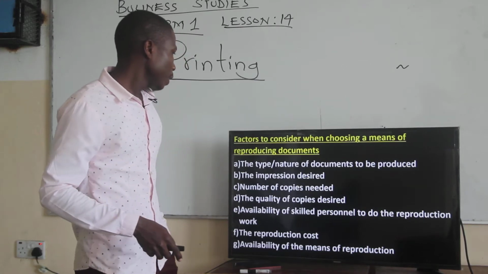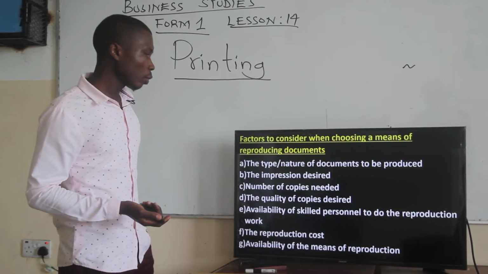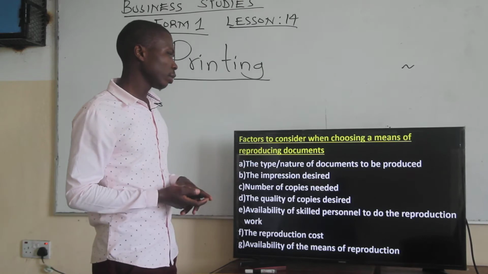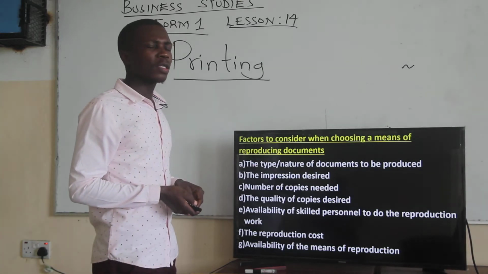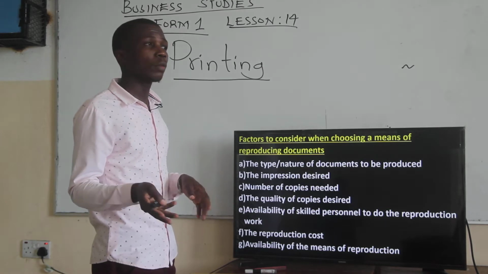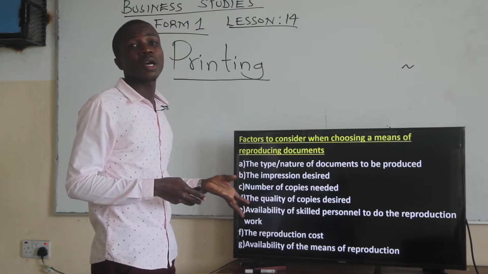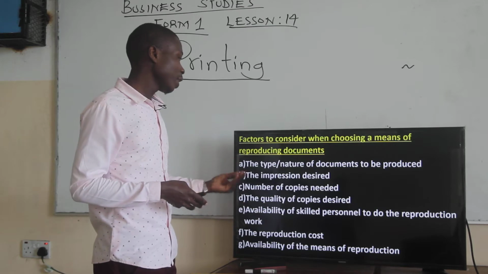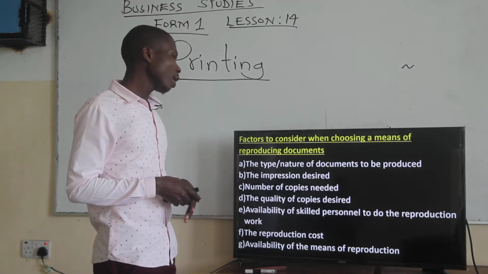Okay, welcome back. Then the second factor to consider is the impression desired. So if you need something which is of colors, you will not use the photocopying machine, but you will go for the printing, which will come up with the colors. That's another factor to consider. The next, the number of copies.